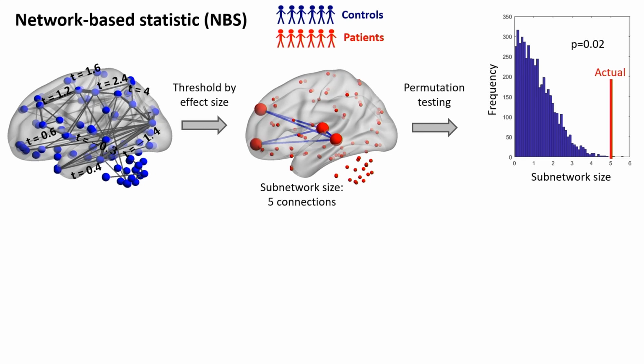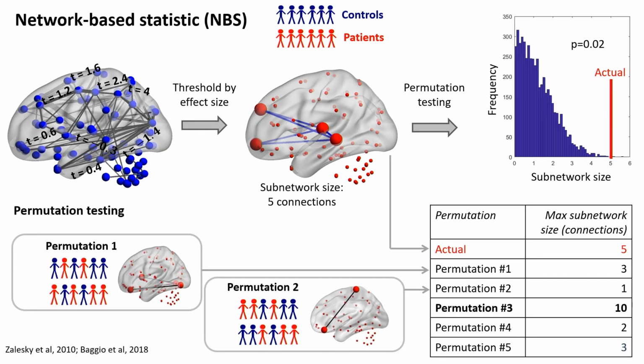We can assess this probability using permutation testing. Effectively, if it's a between-group comparison, we can shuffle patients and controls and recompute this procedure. As I've shown there on the right, I've shown the maximum subnetwork size across these different permutations. You can see here that finding a subnetwork of size 5 is exceedingly rare. So based on this null distribution, we can compute a p-value for finding a subnetwork of size 5, and in this way perform statistical inference.